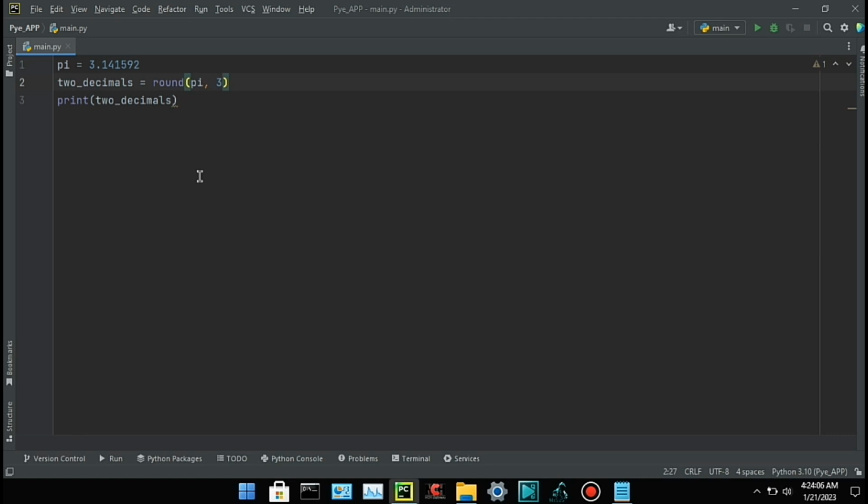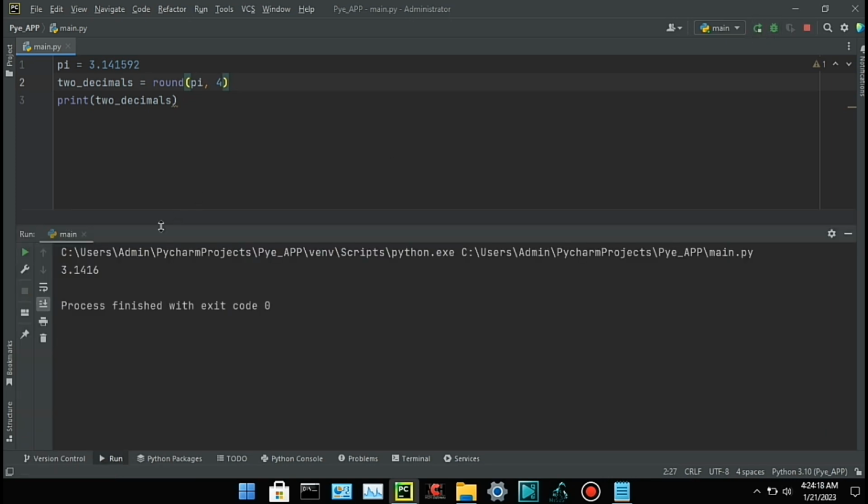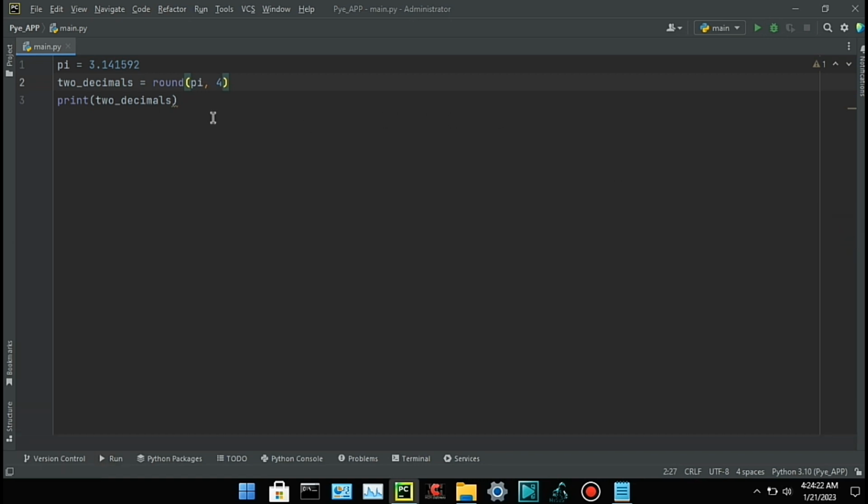It is used to round numbers to a specific number of decimal points. It can be 3, it can be 4, it can be 5, as the case may be. It all depends on your choice. With 4 decimal places, it rounds it to 3.1416. The next function we are going to be looking at is to raise a number to a power.